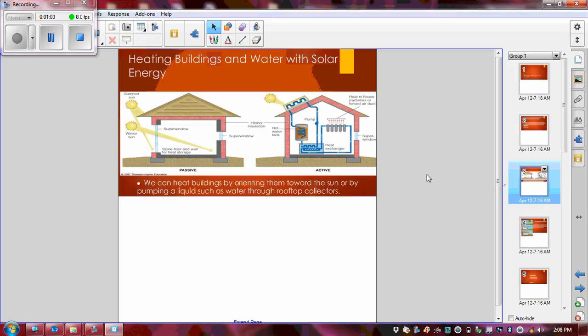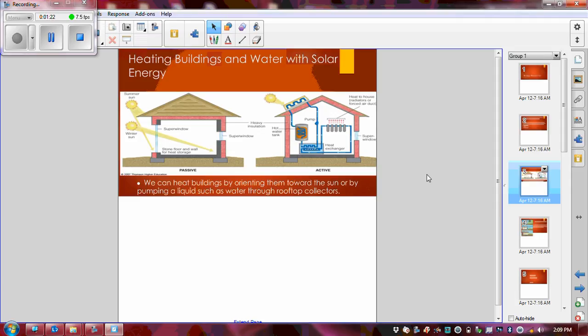So passive is just the way that we position a home or a building in order to best utilize the solar energy. So you can see in this one, the roof is kind of broad, so that in the summertime, when the sun is higher in the sky, the sun's rays don't actually come into the windows, and so it keeps a little bit cooler in the house.